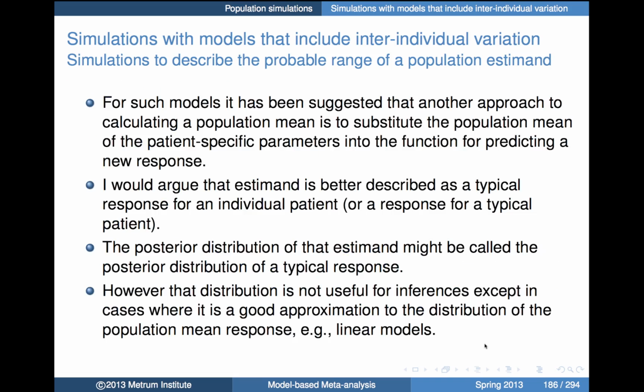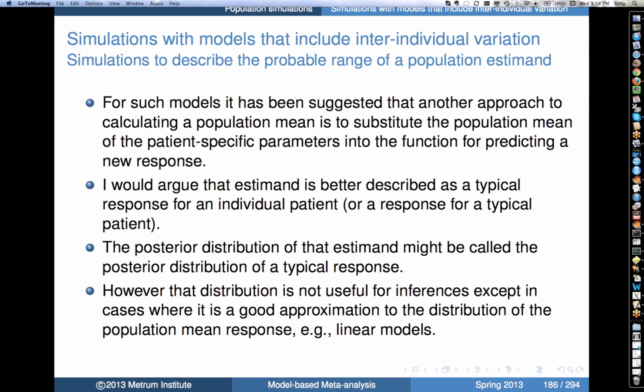So what I also want to mention is something which is used as an attempt to approximate that, and sometimes is a good approximation, sometimes not so good, but it's worth mentioning here. For models like these, it's often been suggested that another approach to calculating a population mean is to substitute the population mean of the parameter-specific parameters into the function for predicting a new response. And essentially what we're talking about here, I guess, is the distinction, much like the distinction between using iPreds or Preds in NONMEM.